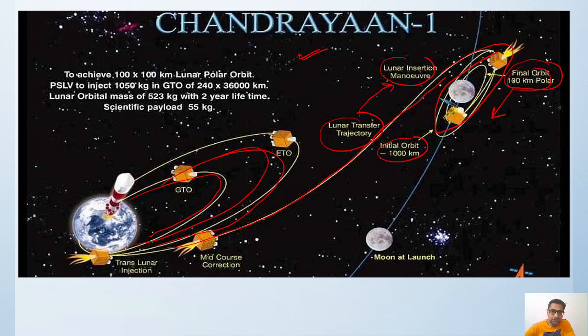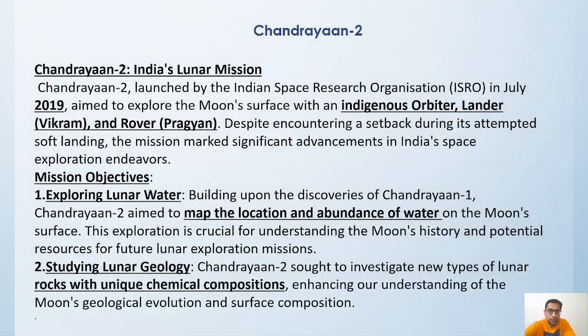So this is how the Chandrayaan mission happens, and there was an impactor that was sent to impact the moon surface in order to kick up some soil from there, to understand whether there is water ice present or not.